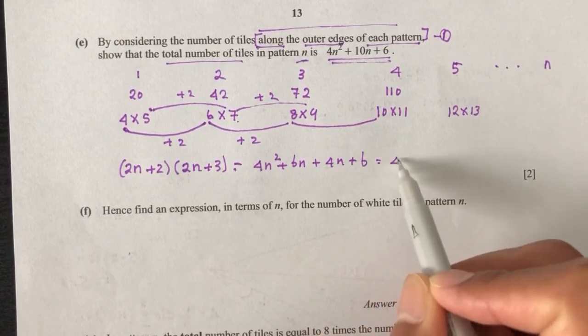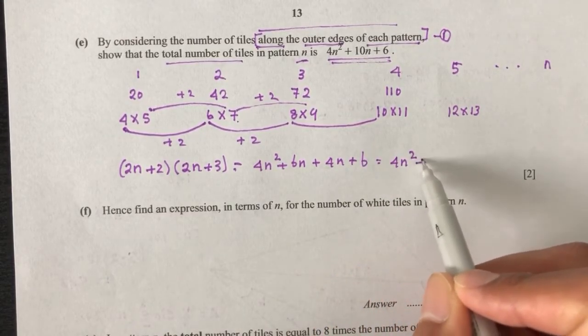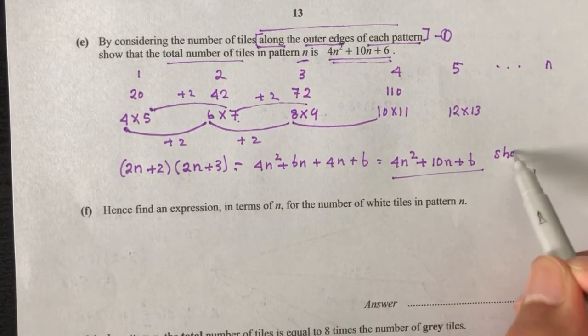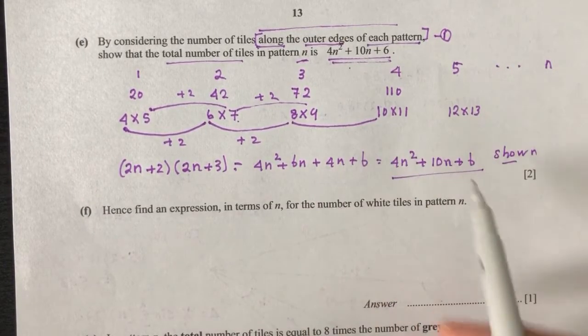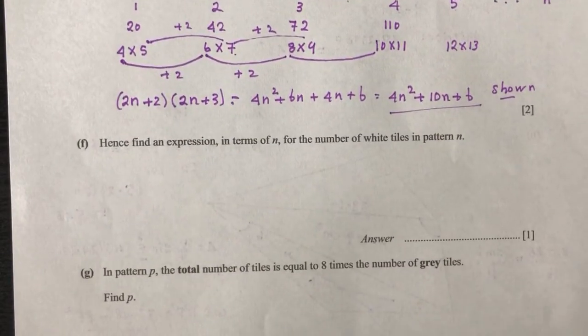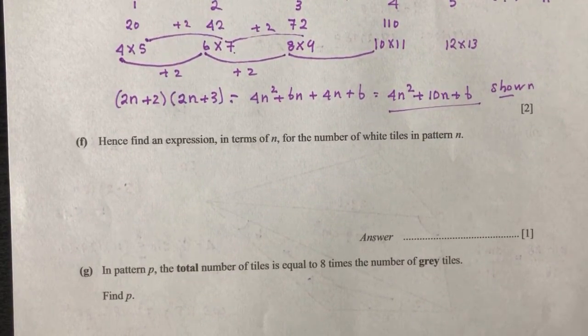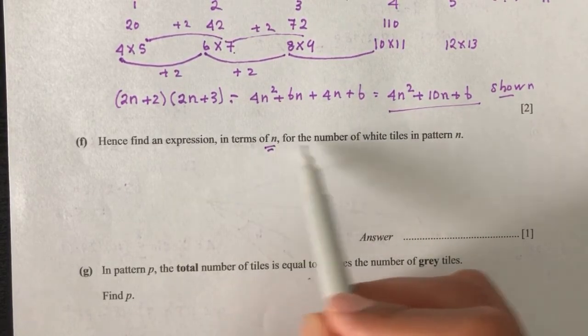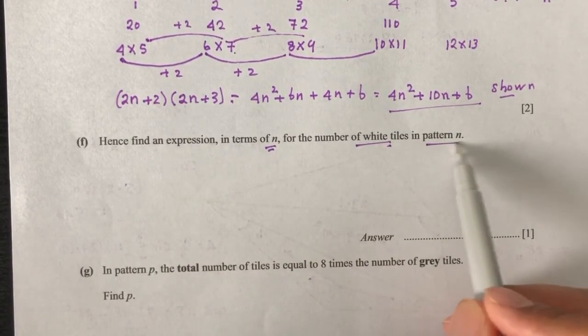They will become 4n squared plus 10n plus 6. Shown just like this, right? So this is part E. Now moving on to part F. Hence find the expression in terms of n for the number of white tiles in pattern n.